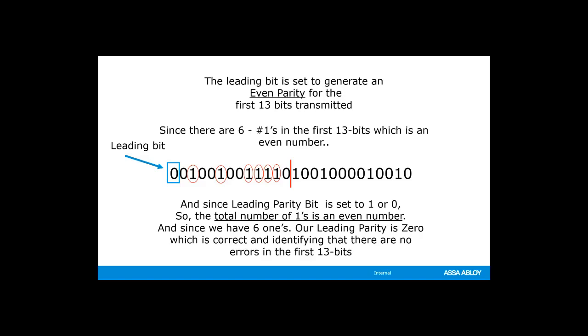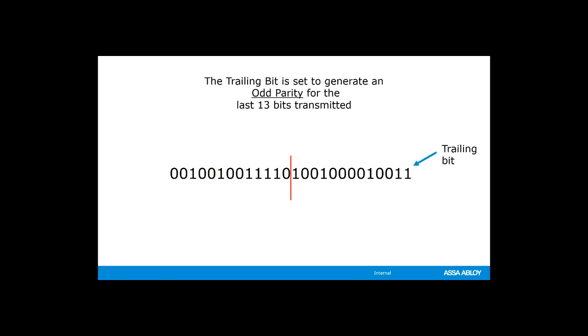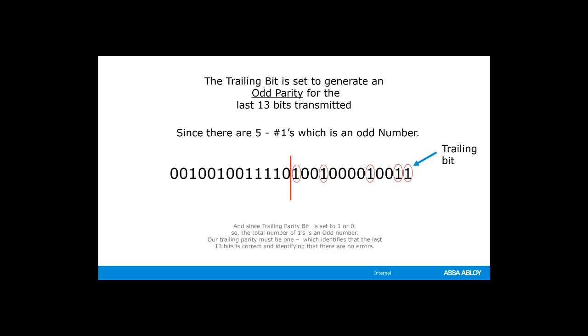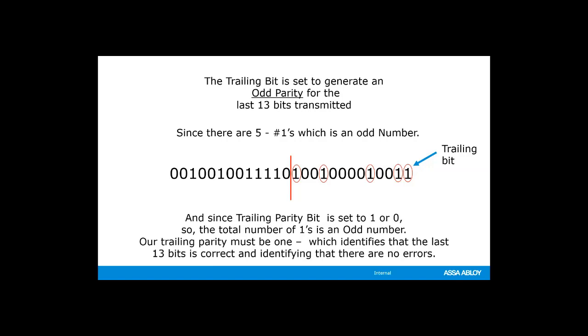So the leading parity has to be even, and since we have 6 ones, our leading parity is going to be 0. And since they do have 0 in there, that means it is correct. The trailing parity is set to generate an odd parity for the last 13 bits. Since there are 5 ones in the last 13 bits, which is an odd number, and since the trailing bit is set to 1 or 0 so the total number of ones is an odd number, the trailing parity is set to 1, which identifies that the 13 bits are correct and that there are no errors.